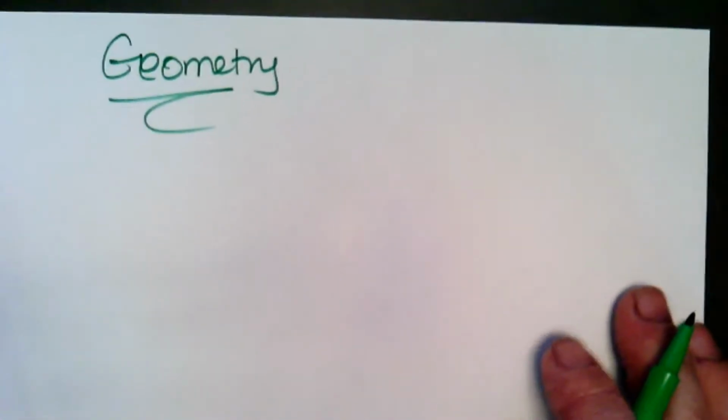Alright, this lesson is on basic geometry. There are just a few formulas that you use in this section. Perimeter and area of a rectangle, triangle, and circle are usually the most common.